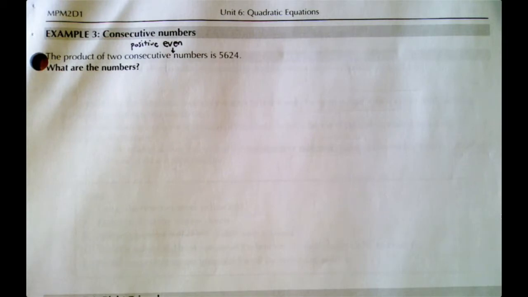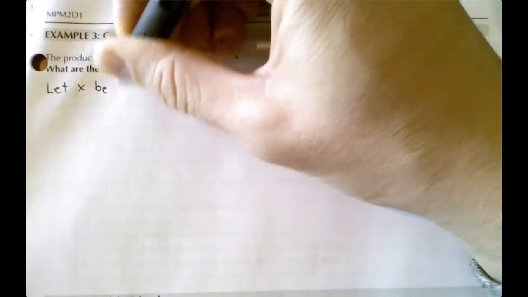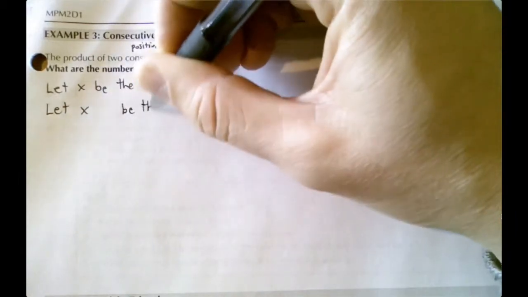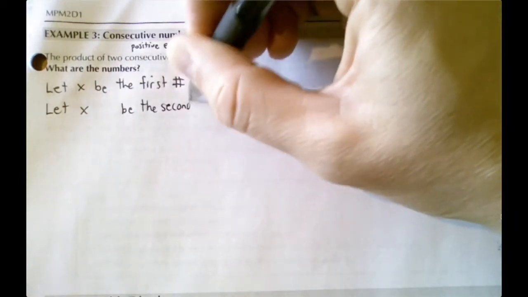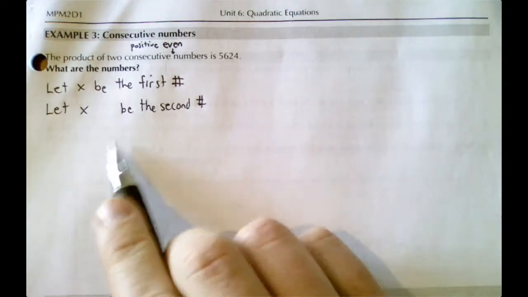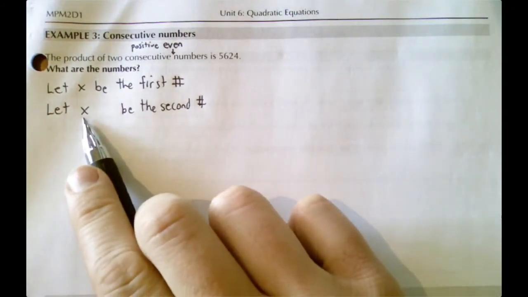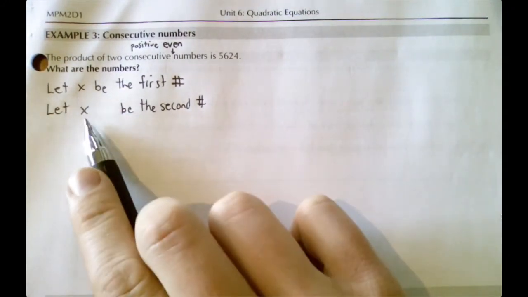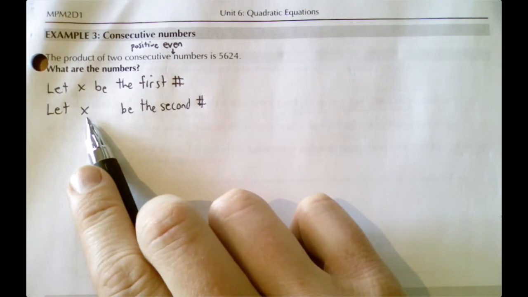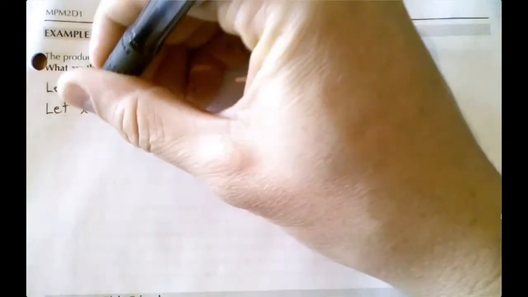So let's give this one a shot. We're going to write a let statement here. We're going to let x be the first number. Which would mean the second number is going to be related to x. Well, how is it related to x? Well, if the first number is 4, the next number would have to be 6, which is 2 more than 4. So we would just add 2.